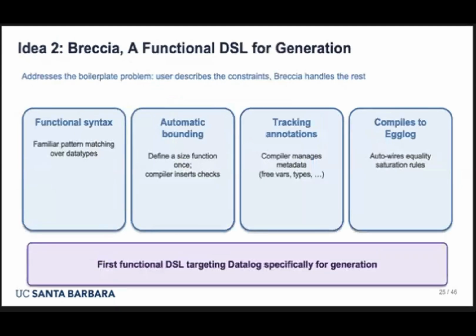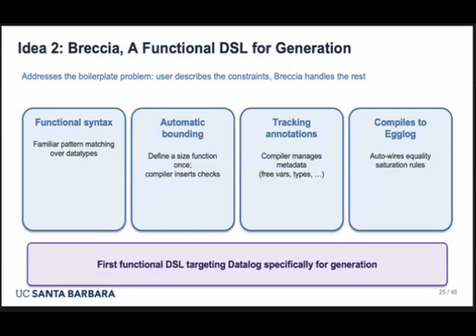And the second idea is our functional DSL, which addresses the issue of having to write a lot of boilerplate code when we're doing Datalog. The first three cards on the slide map directly to some of the pain points we talked about with boilerplate and Datalog. The first one is that we offer a functional syntax. That gives you nice things like the familiar pattern matching that we're used to in a functional language. More importantly, it allows us to write these recursive helper functions that we need while relying on the compiler to take care of the demand transformation that I talked about before.